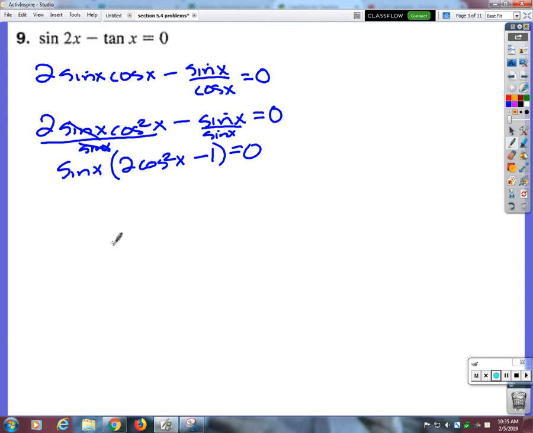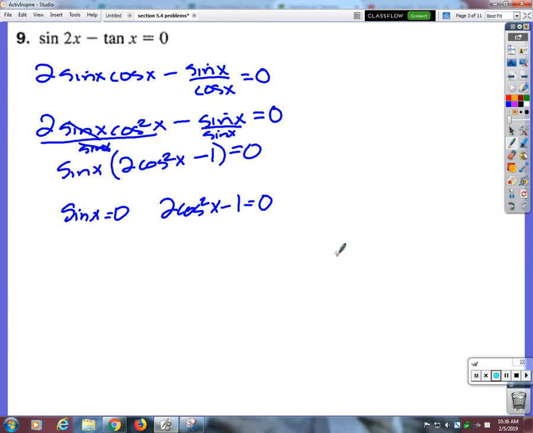I'm sorry, what? Does it equal sine of 2x, you mean? It might, but we don't care about that. We're going to just go from here. Okay? But yeah, I think that's one of the identities. Okay, so that means that sine of x could equal 0, or 2 cosine squared x minus 1 equals 0. Okay?